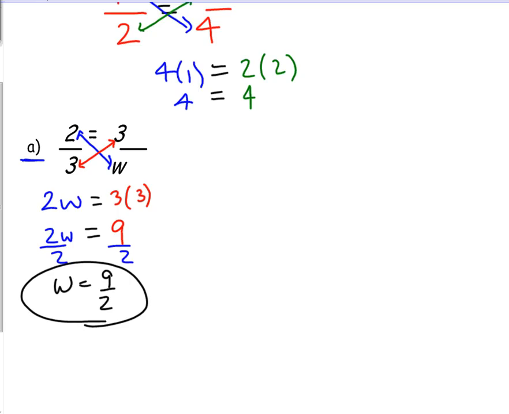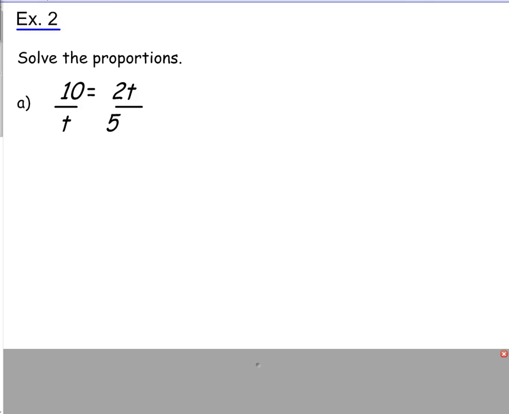We can always take this solution and plug it back into the original equation to check to see if it's right. And in this case, it does work. So let's look at a little more involved problem. Now we want to solve this proportion. We have 10 over t is equal to 2t over 5.